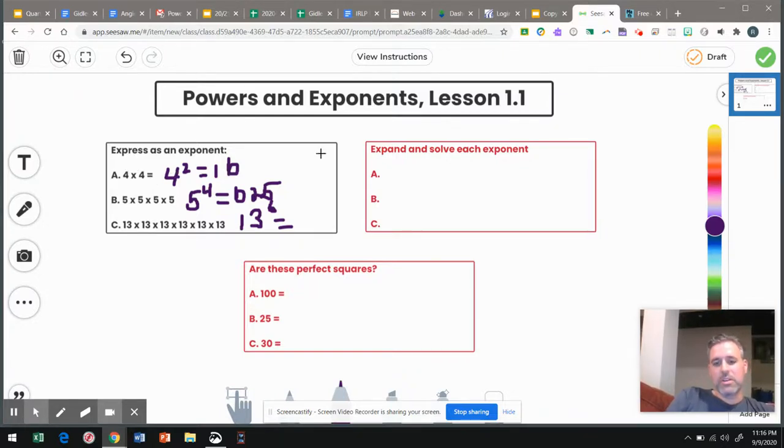That's what you do. Okay, now the next part here, expand and solve each exponent. So I'm going to write in an exponent here. And let's just try this one. 11, start easy, 11 squared.